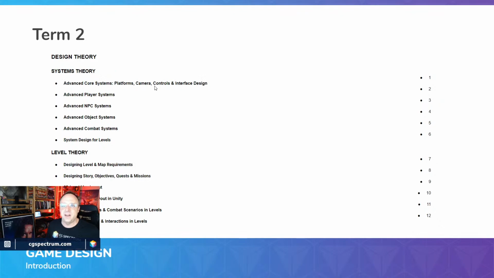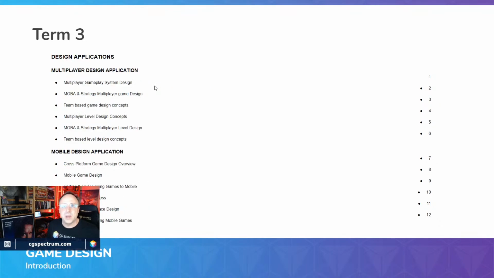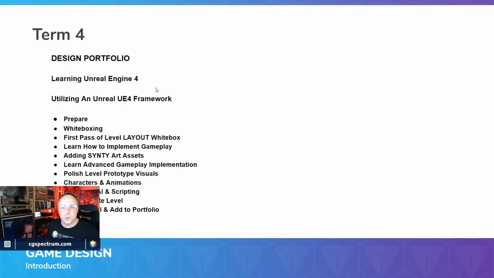But basically we have 3 core terms that go through all sorts of different stuff within it. And then we're just now adding a 4th term, and that 4th term is going to be focused on learning the Unreal Engine 4.